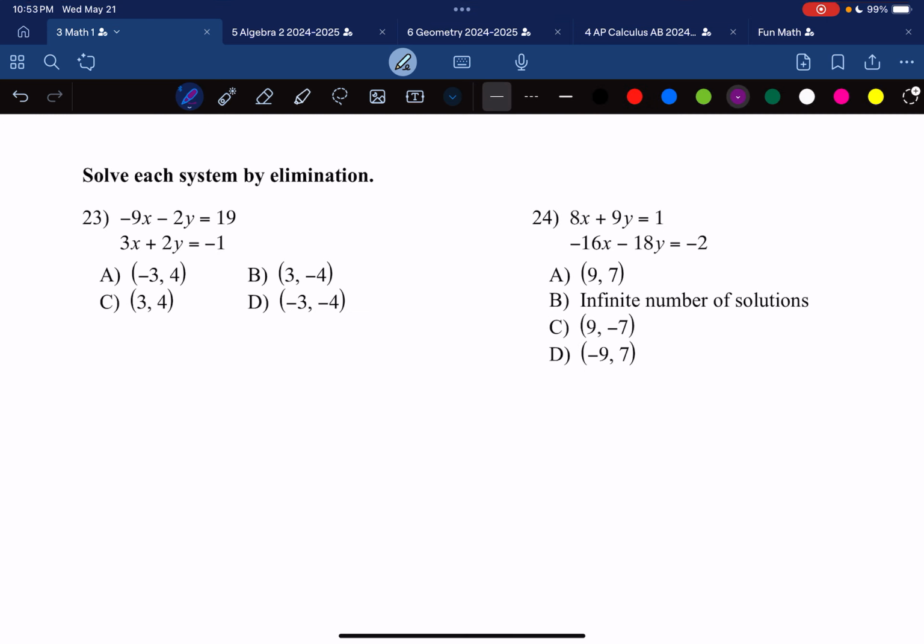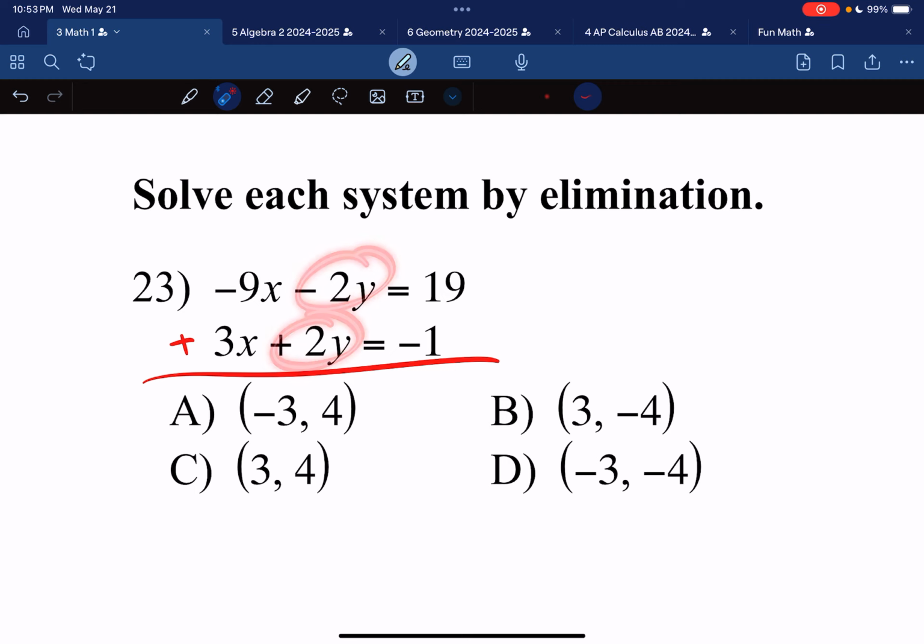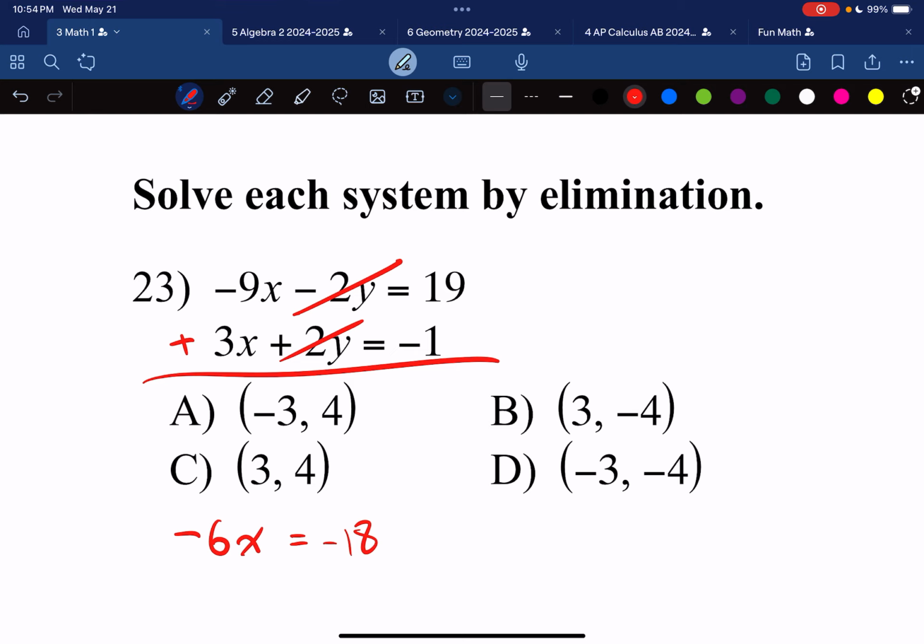All right, moving on to number 23. Solving by elimination. Elimination is a fancy way of saying you're going to either add or subtract these equations. If you need to manipulate them, you can. In this first case, we don't need to. Watch what happens if we add both of these equations. If we add them, negative 2y and plus 2y are opposites of each other, and they will be eliminated, thus the name elimination. So now we're going to do the x's. Negative 9x plus 3x is a negative 6x. And then finally, I have a 19 plus a negative 1, which is a negative 18 after adding them together.